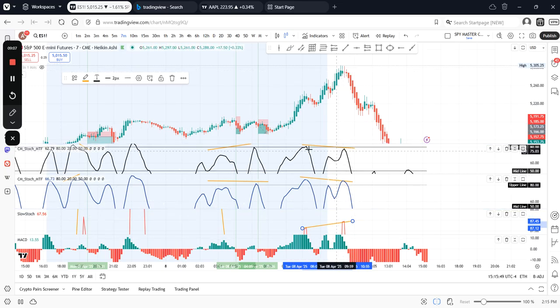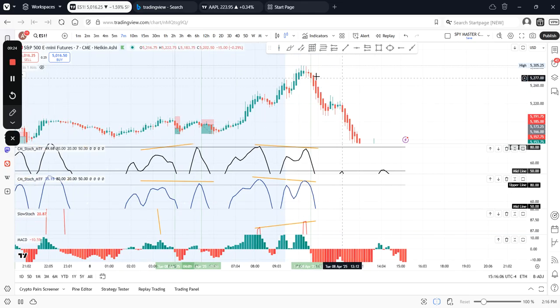So first, we got the divergence. Number 2, everything has to be pointing down. So down, down, down. Number 3, wait for this MACD to turn red. So we would have started the trade on this candle right here. Boom. That candle right there.